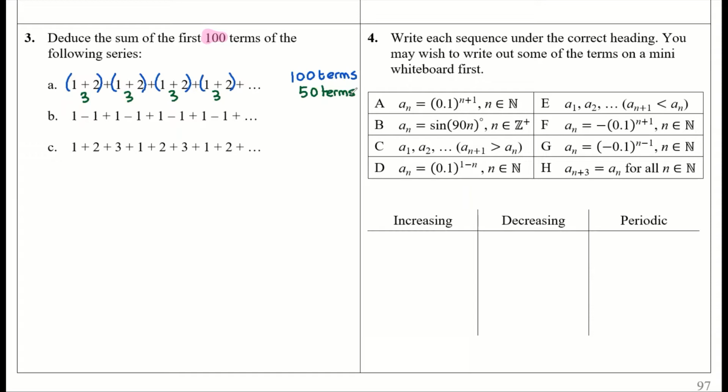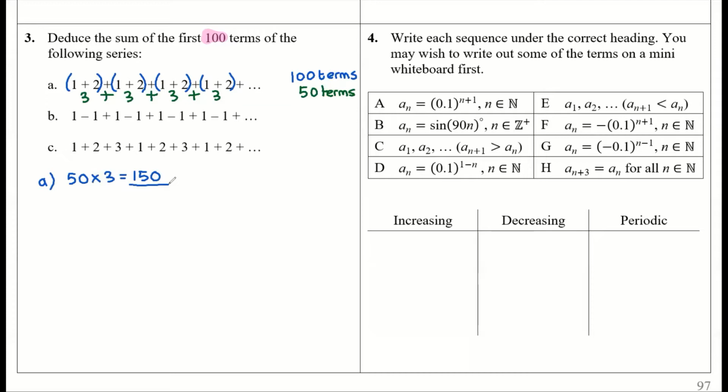Now, the 3, of course, is the same. You could think of that as an arithmetic series where you're adding 3 each time. But also, it's just multiplication, isn't it? It's the additive side of multiplication. So for part A, we can write it like this. A is just going to be 50 multiplied by 3, which is 150. Okay, now that's one way to do it.